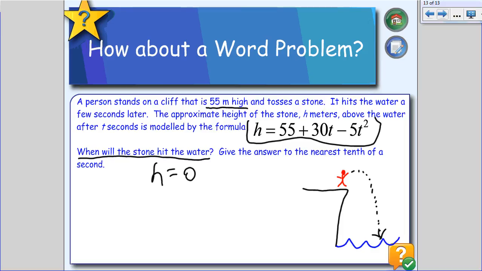Okay, let's answer this question. Height is equal to zero, so I can change h to be zero. It's equal to negative 5t squared plus 30t plus 55. Plus 55, thank you, sorry. All I did was write my formula in the way that it should be, and I subbed in h as 0. That's all I did.